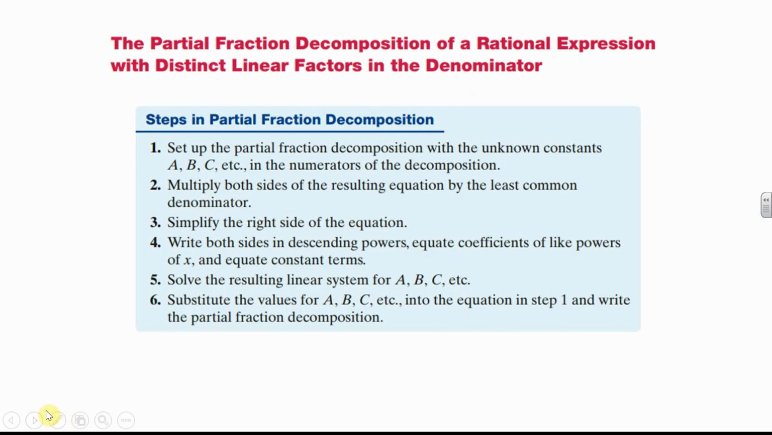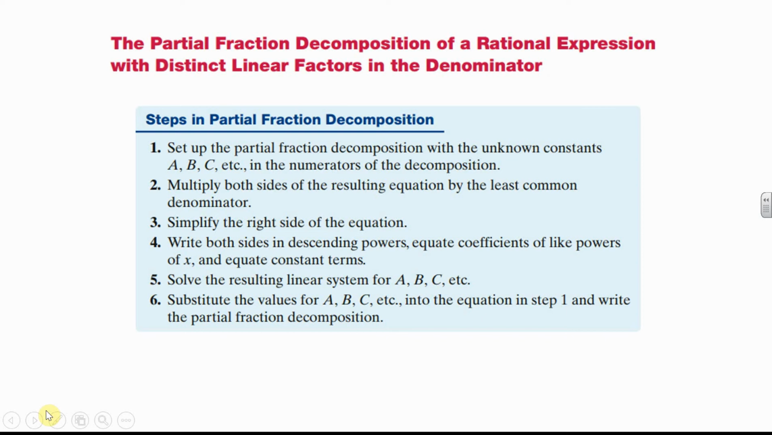So here are the steps. I got this right from the book, Steps in Partial Fraction Decomposition. Set up the partial fraction decomposition with the unknown constants. I call them generic terms, A, B, and C. And I'll show you how to string those up in just a moment. And then from there, multiply both sides of the resulting equation by that least common denominator, which will already be your denominator on the left side. So there's no figuring out here what the LCD is.